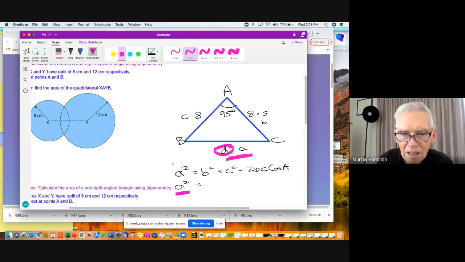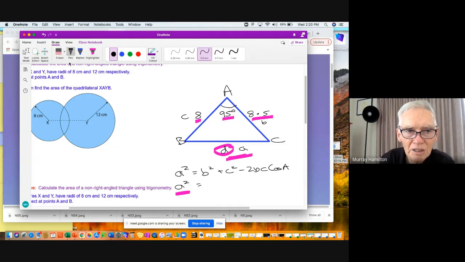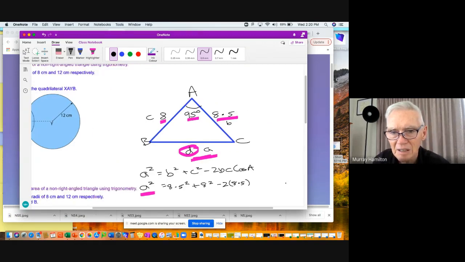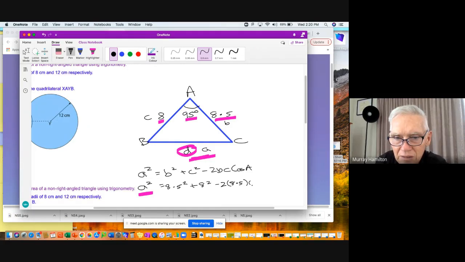Do I have B? Yes, I have B as 8.5. Do I have C? I have C as 8. Do I have cosine of A? I have that. So now I can put it into my formula, which is 8.5 squared plus 8 squared minus 2 times 8.5 times 8 times the cosine of 95.